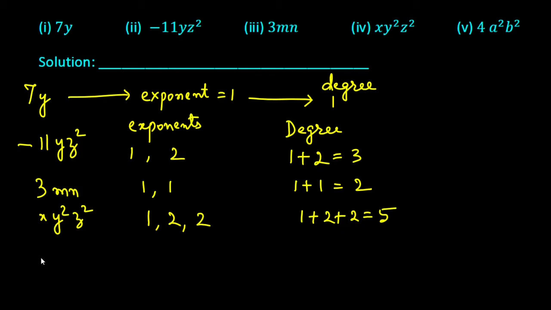Fifth one, 4a square b square. Here we have two variables a and b. Exponent of a is 2, exponent of b is also 2. Then the sum of these exponents, 2 plus 2, that is 4, is the degree of this monomial 4a square b square.